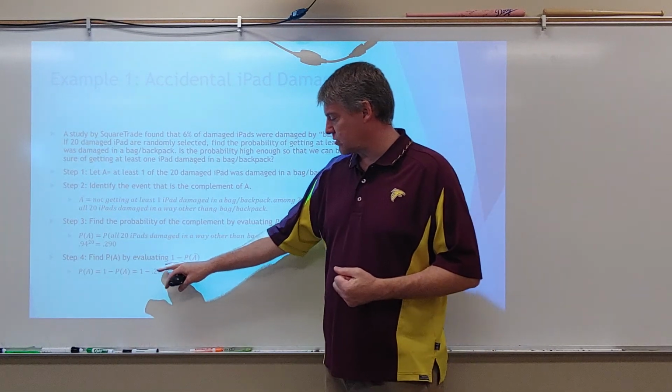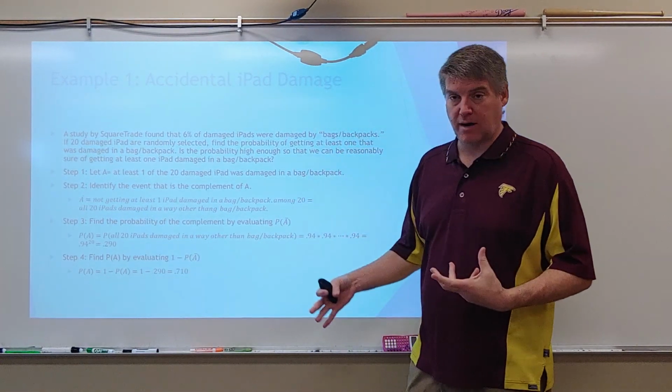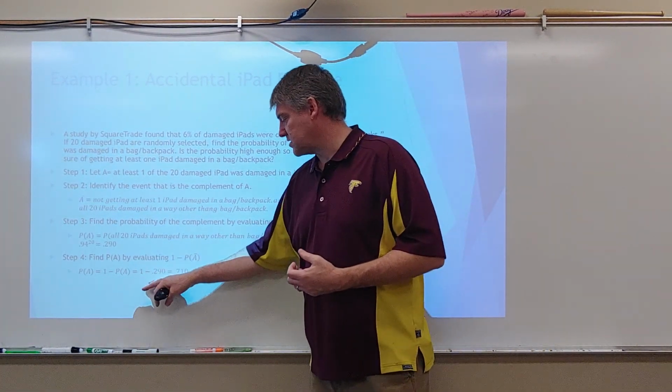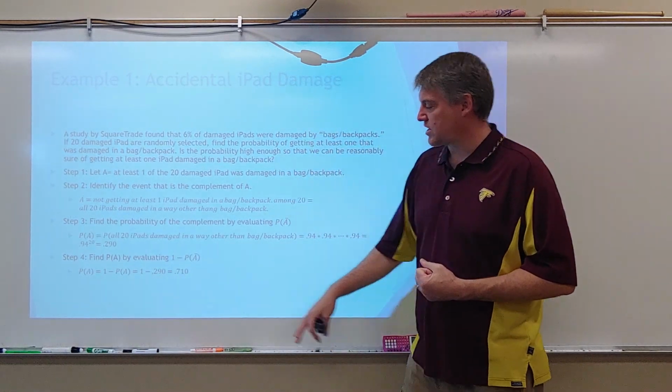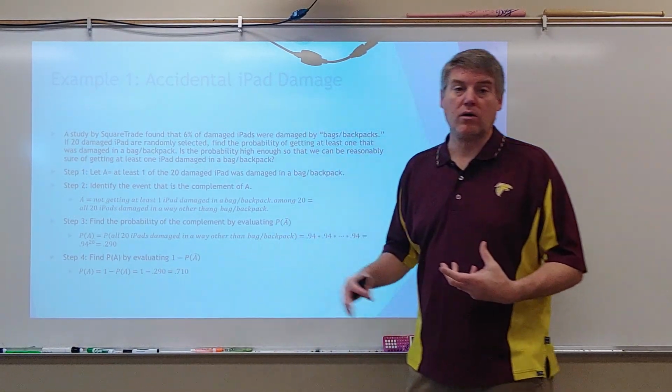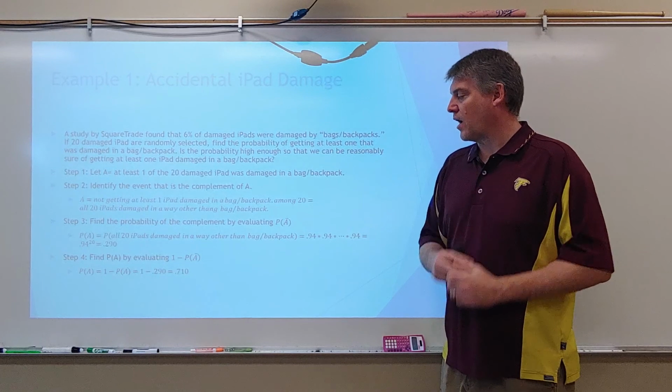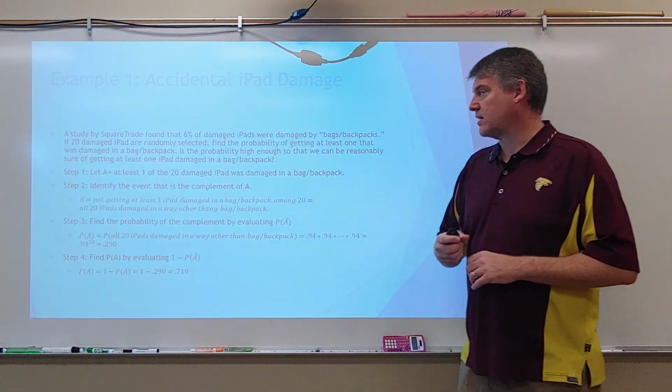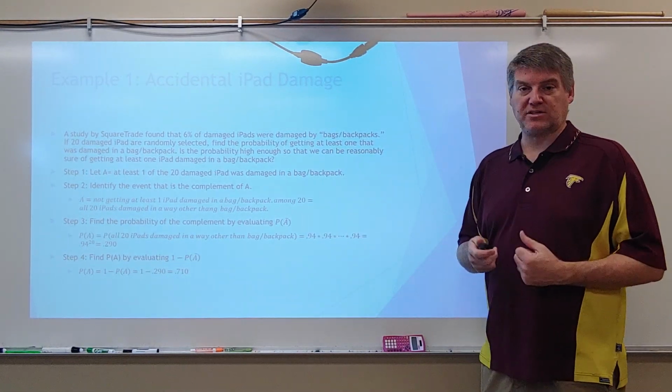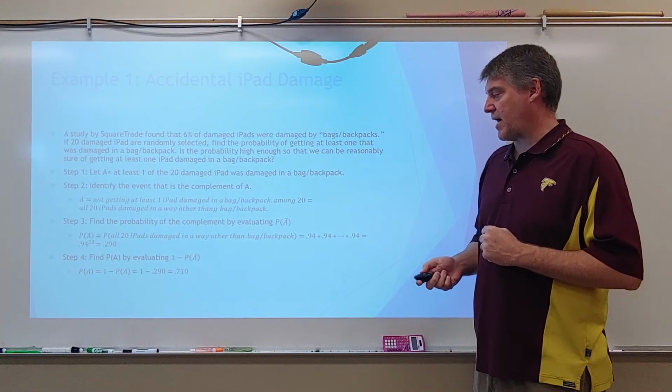Step 4: find the probability of at least one being damaged. What we're going to do is take 1 minus the probability of the complement. So 1 minus 0.290 gives me 0.710. So 0.710 is the likelihood of at least one being damaged by a backpack or a bag.